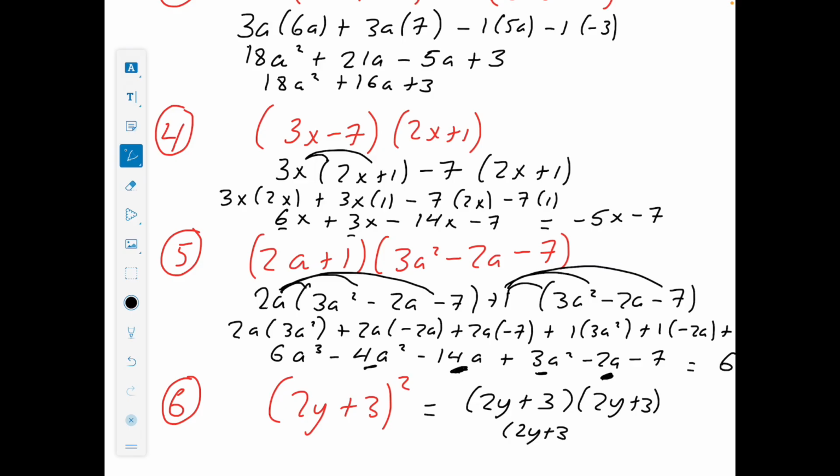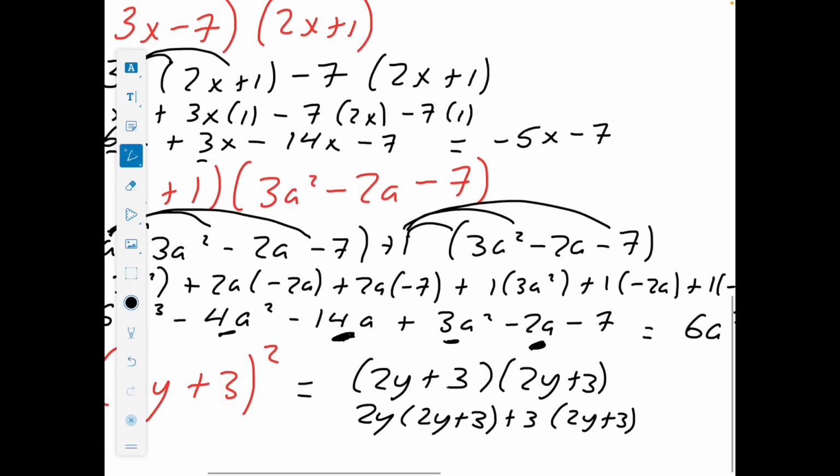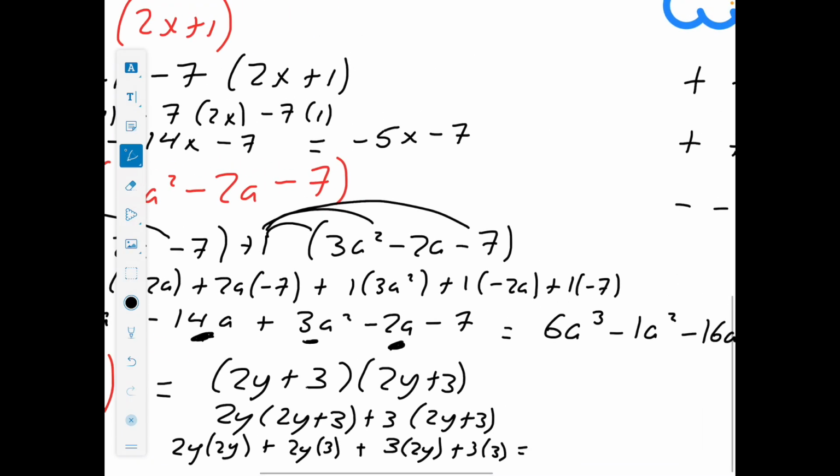Now we're back to example 4 and 5 with two brackets being multiplied together. So just write down the second bracket twice. Now here they're both the same, but we'll just stick with our same rule and split up the first bracket. Okay, so that's going to give me 2y by 2y plus 2y by 3 plus 3 by 2y plus 3 by 3. I'm going to multiply that out.